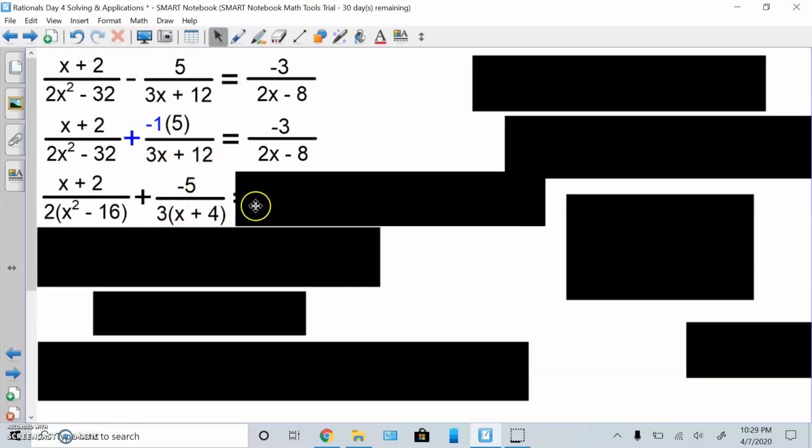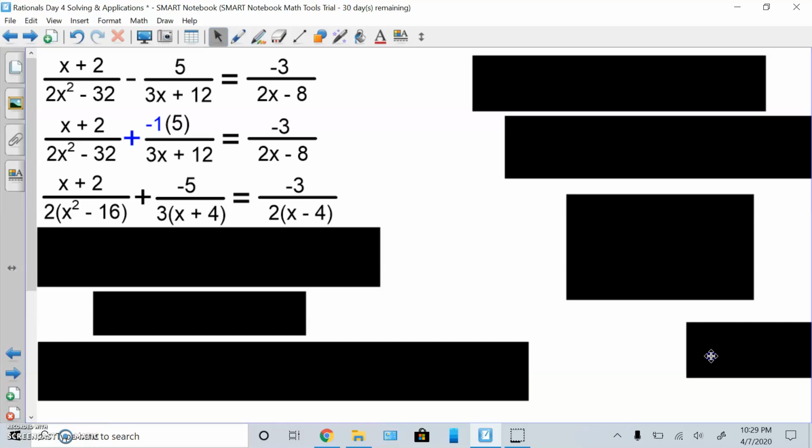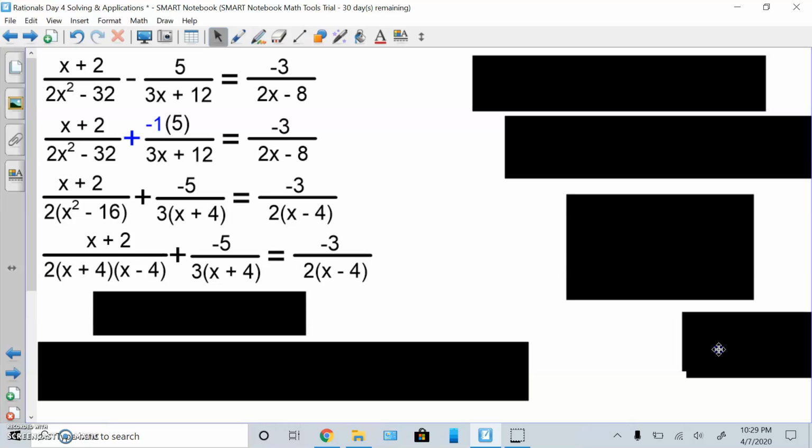What's left is x plus 4. Over here, this has a GCF of 2. What's left over is x minus 4. Now we're not done factoring. A lot of people forget x squared minus 16 is still factorable. You can square root those, so it's a difference of squares. It'll be x plus 4 times x minus 4. And everything else stays the same.